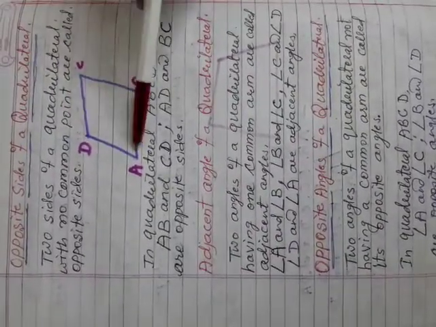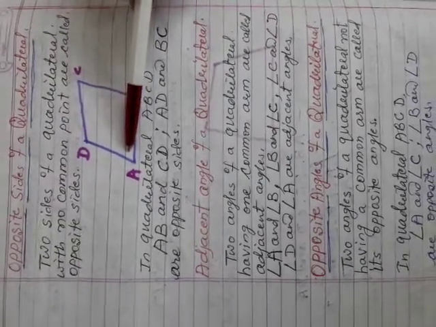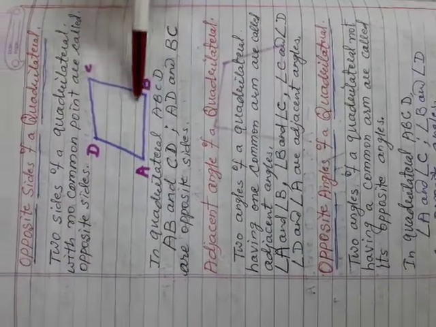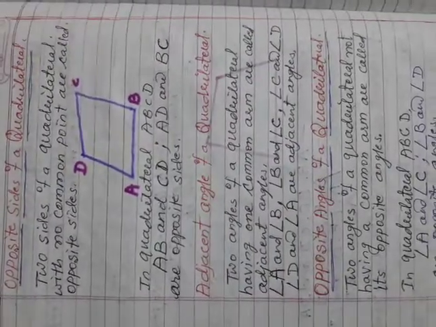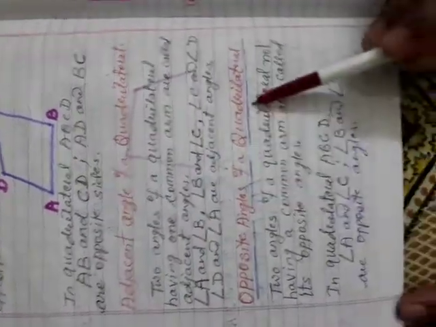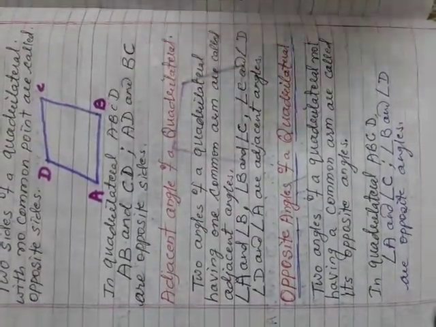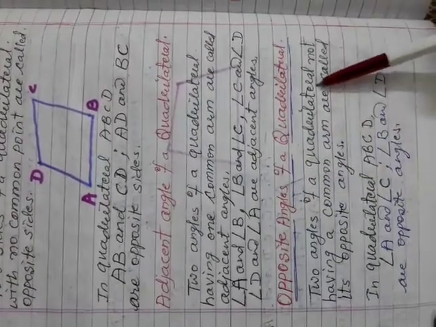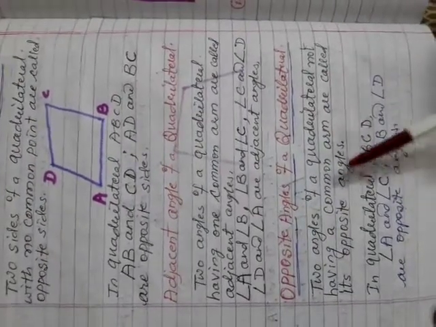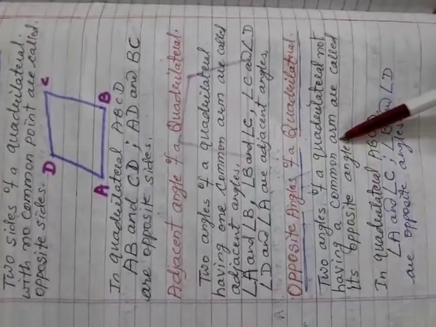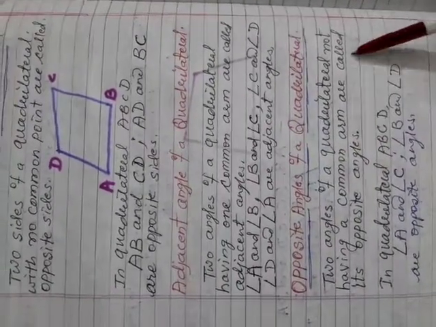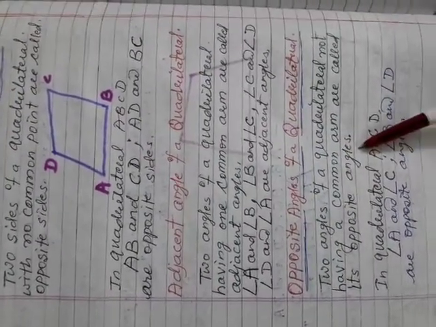Another arm is DA, where angle D and angle A are there. These are known as adjacent angles, two neighbors. Now come to the opposite angles of a quadrilateral. Opposite angles, in simple meaning, A and C are opposite, B and D are opposite. Two angles of a quadrilateral not having a common arm are called its opposite angles.